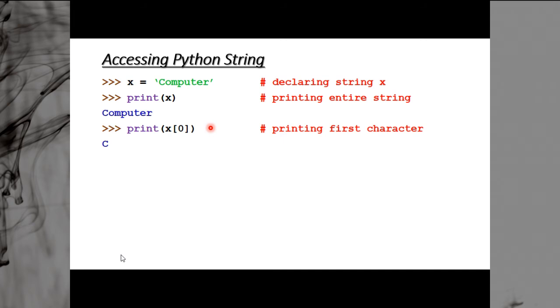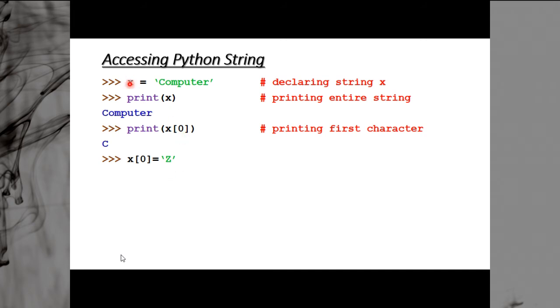At the same time, this is just printing. I am printing x, or I am printing this. If I say x[0] is equal to Z, what happens? Will it become Zomputer? No. When you say x[0] is equal to Z, it will generate an error. Why will it generate an error?